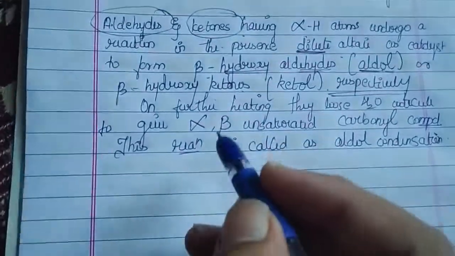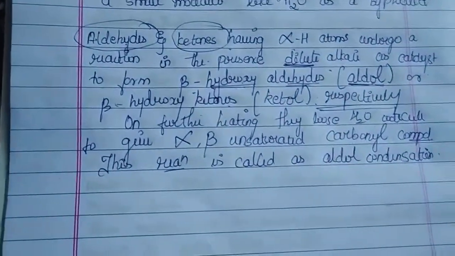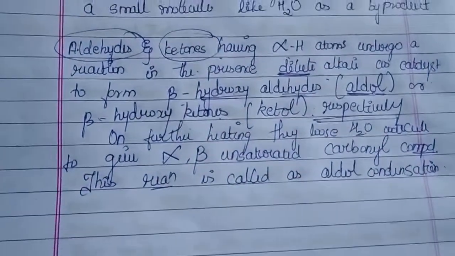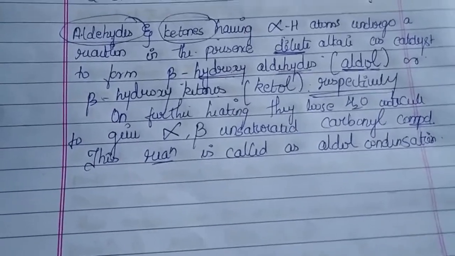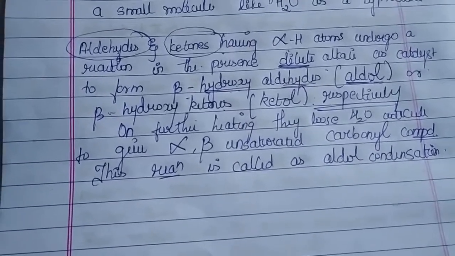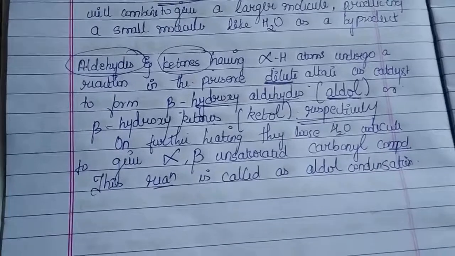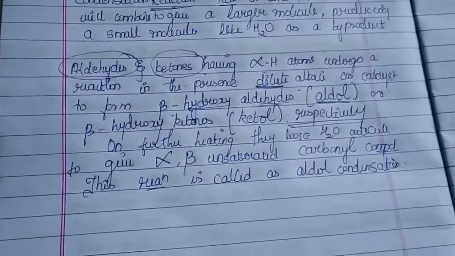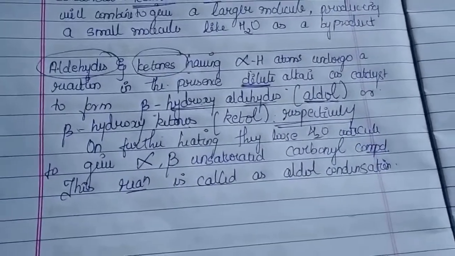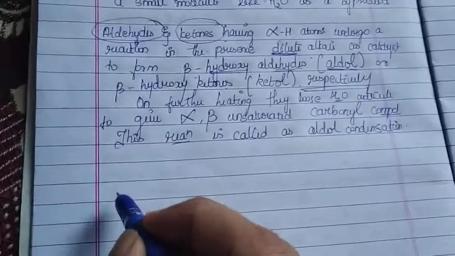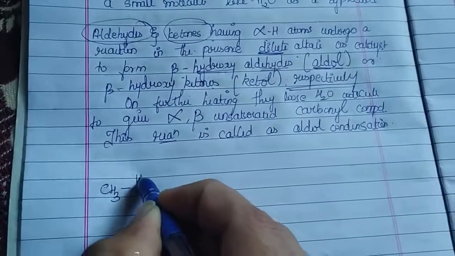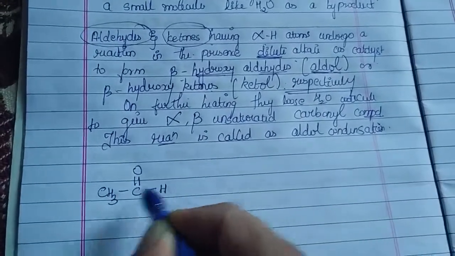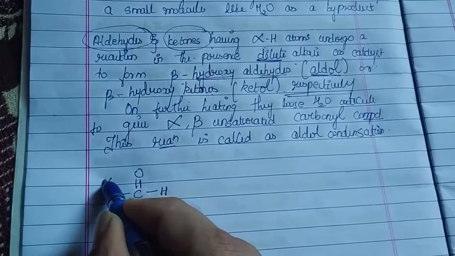So let us start our reaction. In order to do aldol condensation, can I take ethanal as a reactant? I repeat my question. For the aldol condensation reaction, can I take acetaldehyde, or ethanal, as the reactant? So let us write it. CH3CHO, right? So this is my alpha carbon atom.